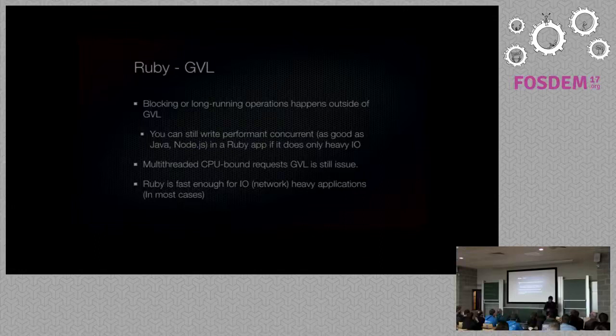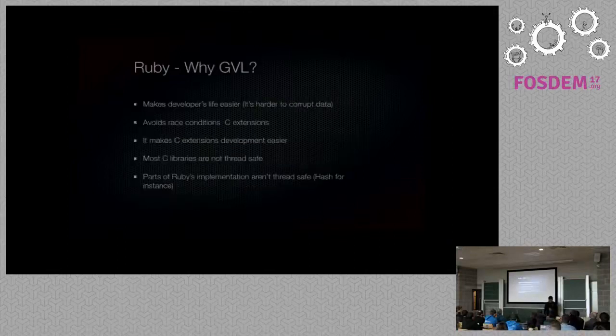But for CPU-bound work, GVL is the issue, because one thread has to get the GVL, and then only that thread executes. So in Ruby, Ruby can't utilize all the cores of your machine, because GVL allows only one thread to execute at a time. But Ruby is fast enough for I/O heavy applications like network, file or database.